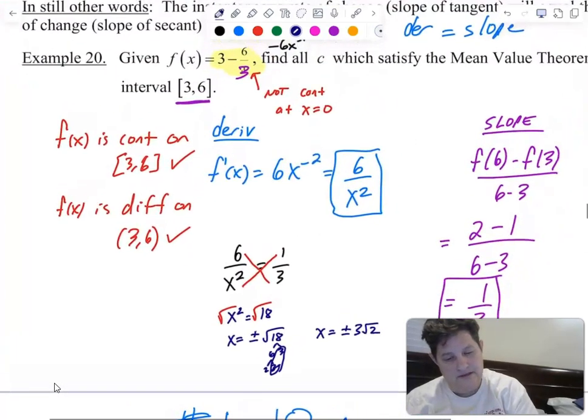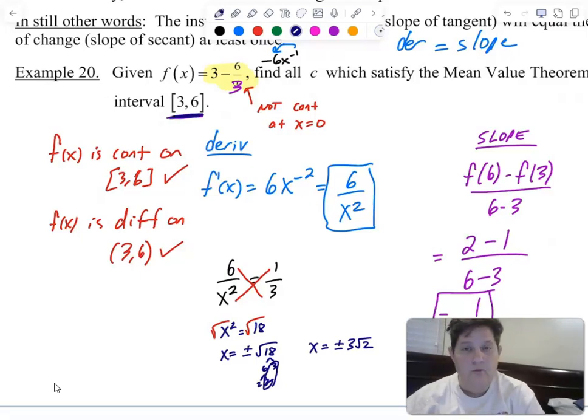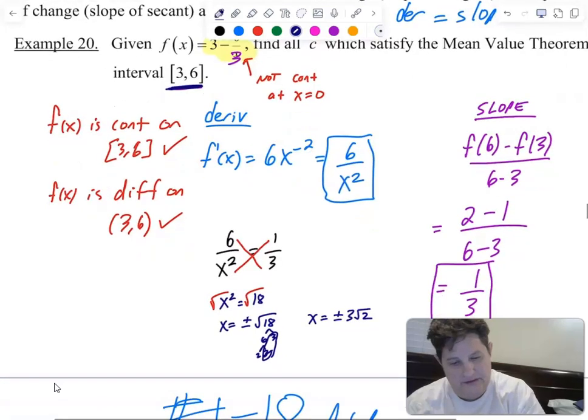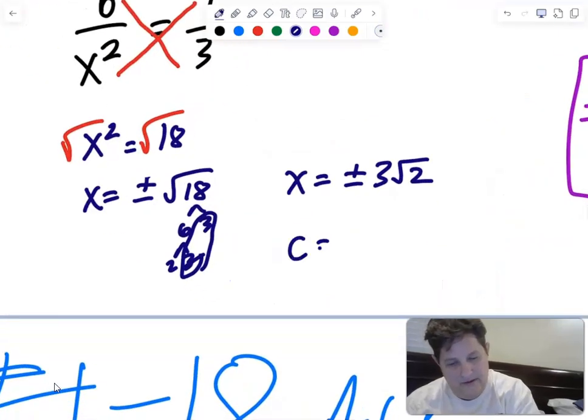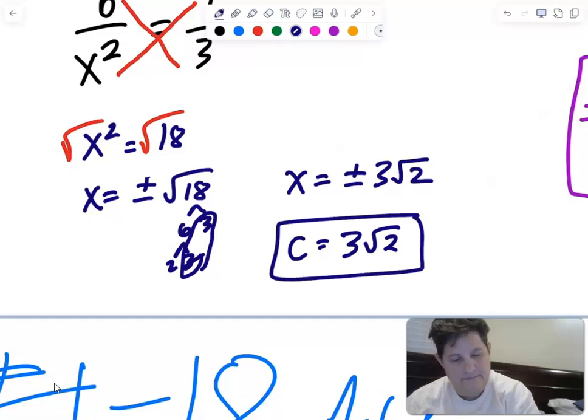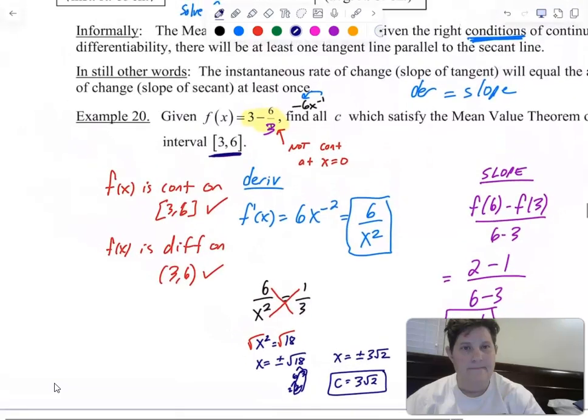Okay, now here's the thing, guys. We have to figure out which of those is in my interval, or if they both are. Well, if I'm between 3 and 6, the only one that's going to be positive. Oh, and we're not supposed to use x. Okay, so we're going to pick the positive. All right, that's it. Derivative equals slope, okay?